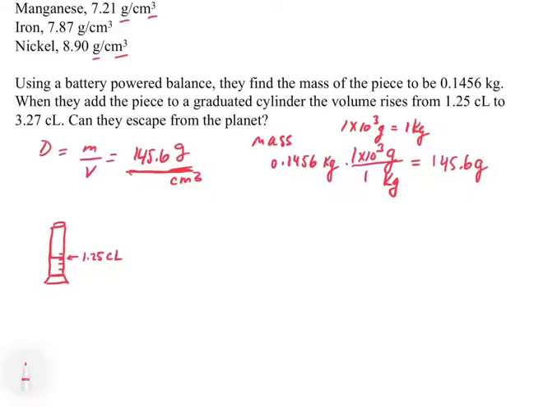Then what they do is they put their piece in, and that piece is going to take up some volume, so the water level is going to rise. This is kind of the same thing as when you sit down in a bathtub, or if you have a tub of water and you start adding things to it, the water level rises because the things that you add have a volume. So then it rises to 3.27 centiliters. This is called displacement.